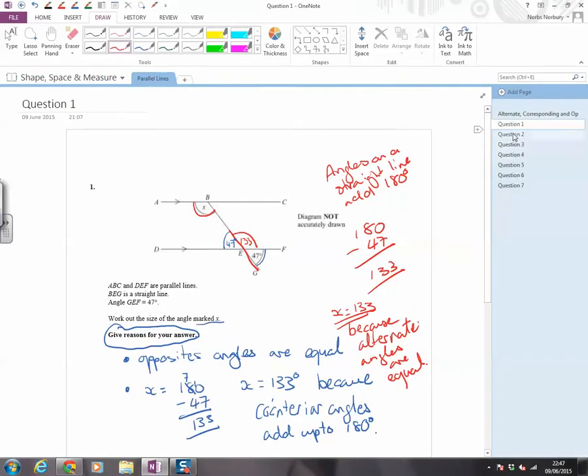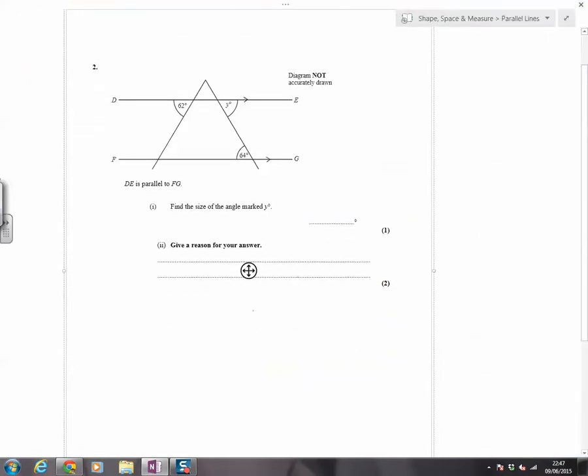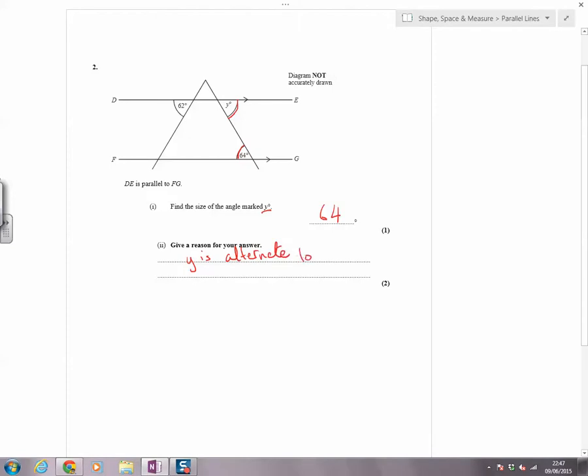Now let's try question 2. Let's put it on full page so you can see it. Ooh. So we need to find out the size of the angle marked Y. Well, Y is there and this angle is here, so Y has to be 64 degrees. Why? Y is an alternate angle to the 64 degrees, so as you know, alternate angles are equal, so Y has to be 64.